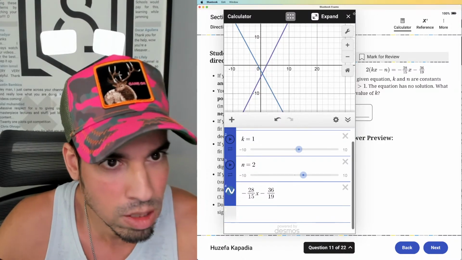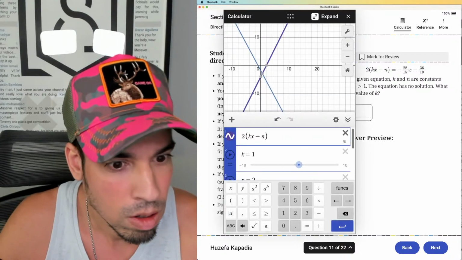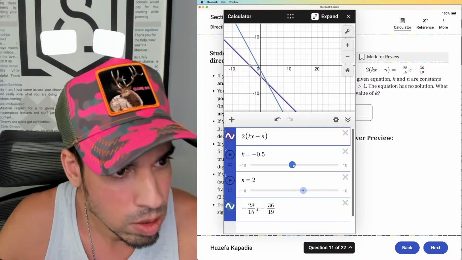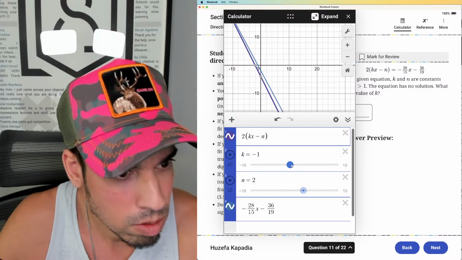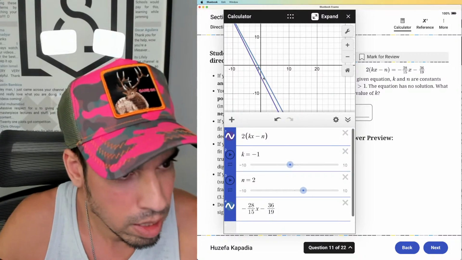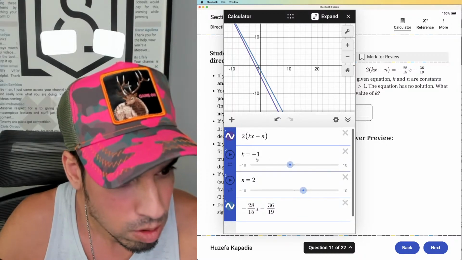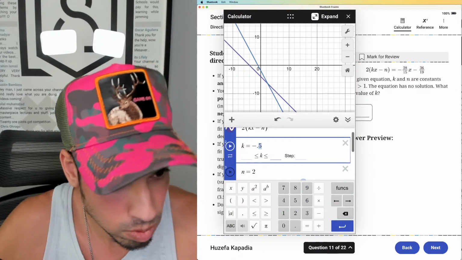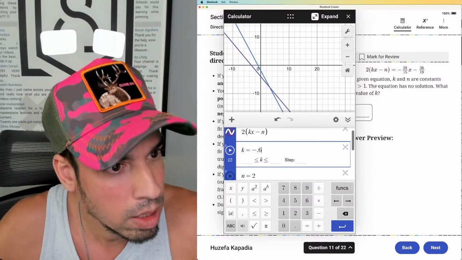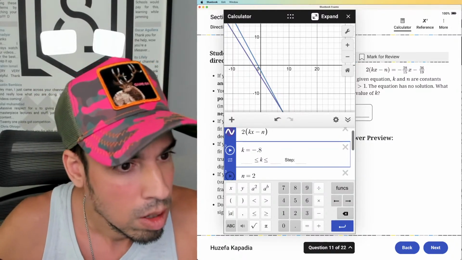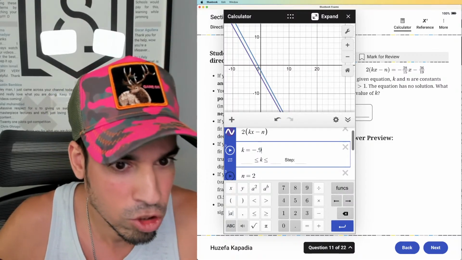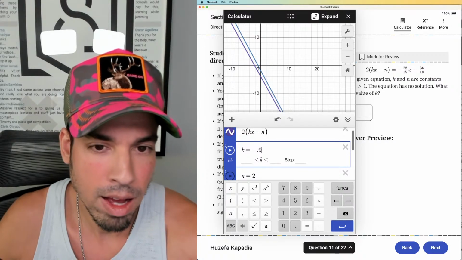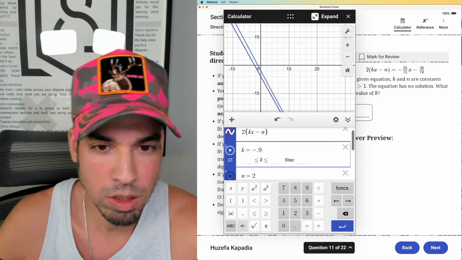You see how it's glitching sometimes? Let me reload that. Okay, let's see if this works now. All right, cool. We need to get it parallel. So -1 is almost parallel. Maybe -1/2. Nope. -7, -8. Oh, whoops. This is going to be a little tricky. I know what it is. It's -14 over 15.